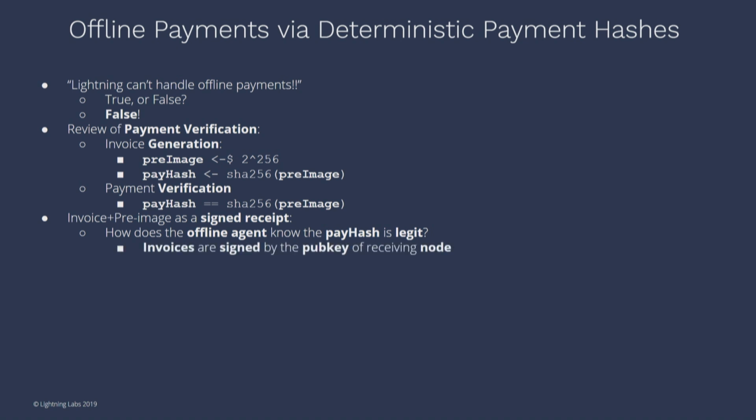And the way it works is, the invoice is signed by the public key of the receiving node themselves, right? So assuming the agent knows what the public key of the receiving node is, once it has the invoice, it can verify the signature and understand, okay, this came from my node that I have online somewhere else. And this is also a pretty powerful feature.